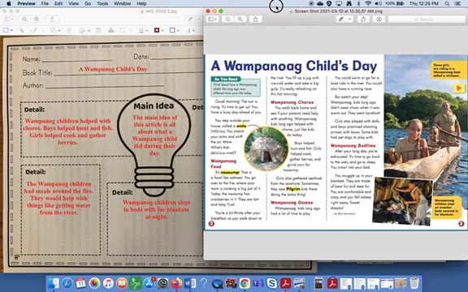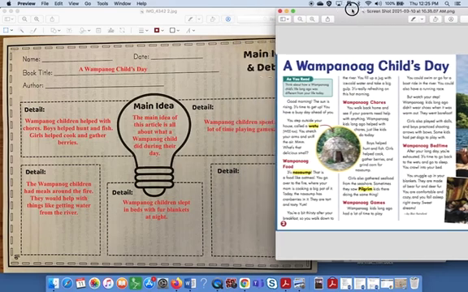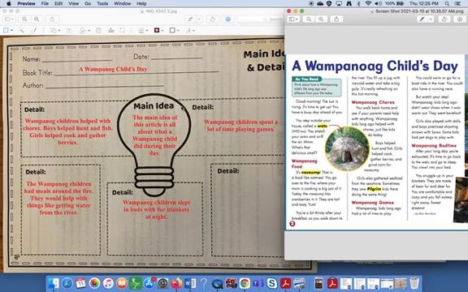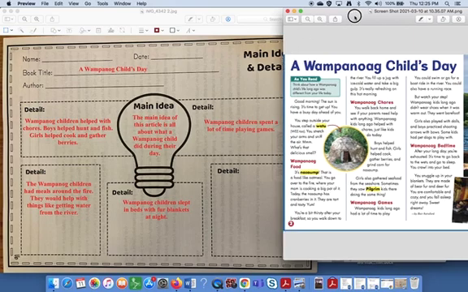So I wrote right here, and you're going to write on your page, the main idea of this article is all about what a Wampanoag child did during their day. Because that's basically what this whole article is about. It doesn't have every single detail, but it has some details of what a Wampanoag child did during their day. Now I'm going to look for the details that help support that main idea.